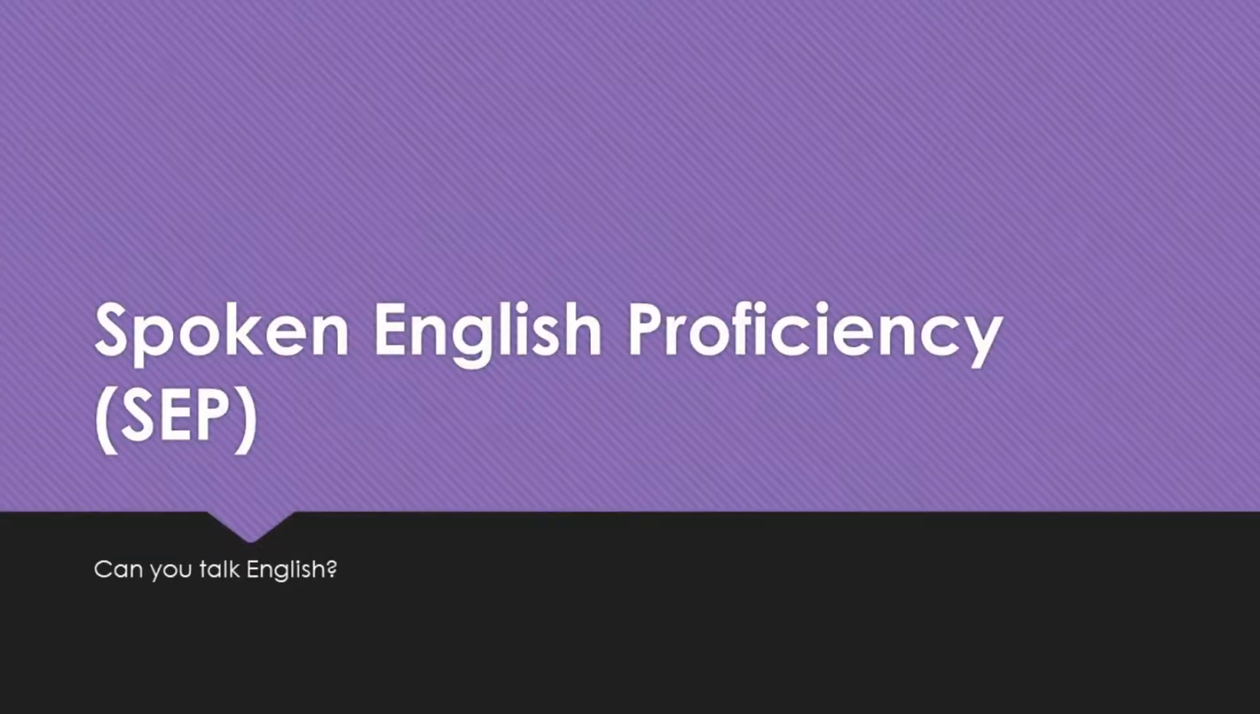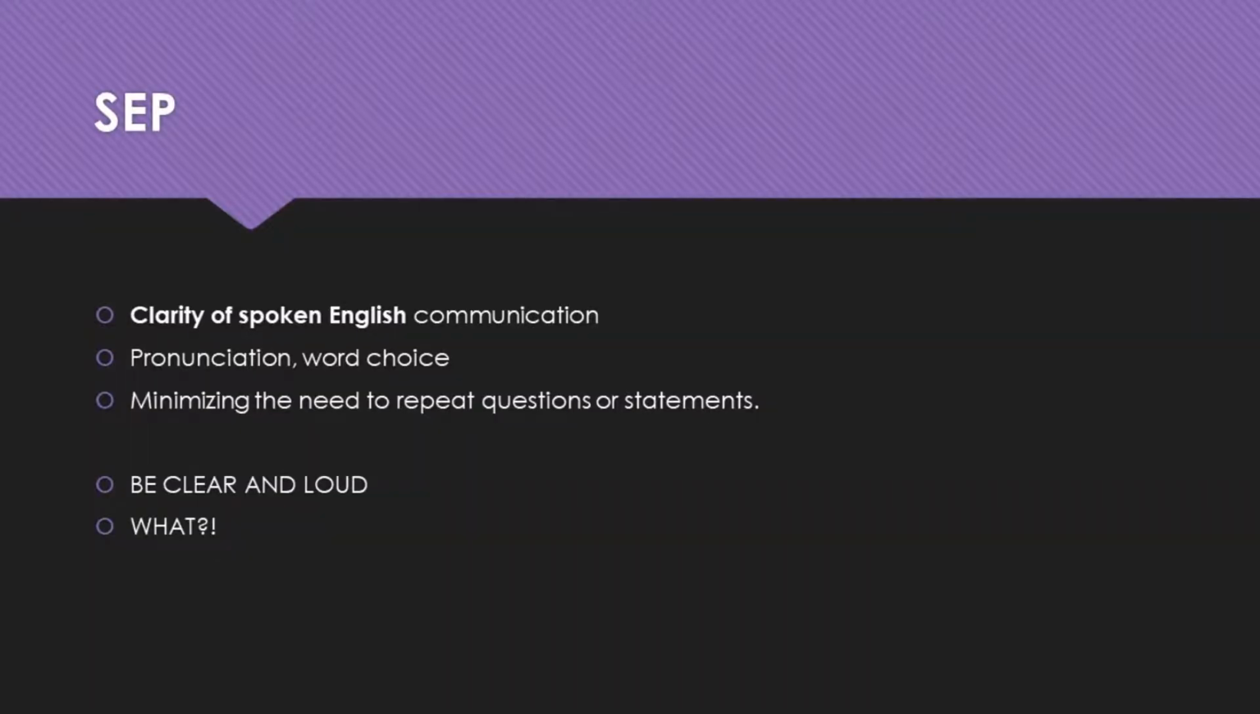The spoken English proficiency tests whether you can talk English. It scores you on your clarity of English, for your pronunciation and word choice. And you have to be very loud and clear. Your patient cannot say, "What? I can't hear you. Can you please repeat? I cannot understand you," again and again. Minimize the need to repeat questions or statements.